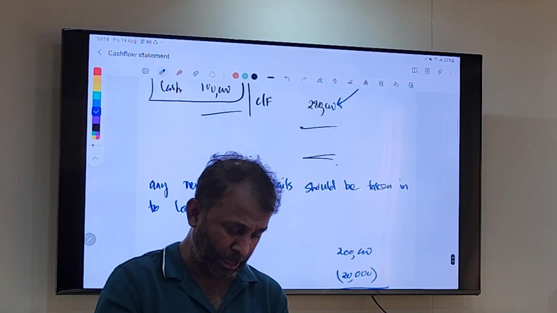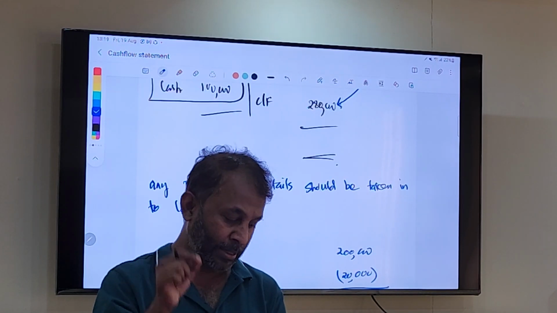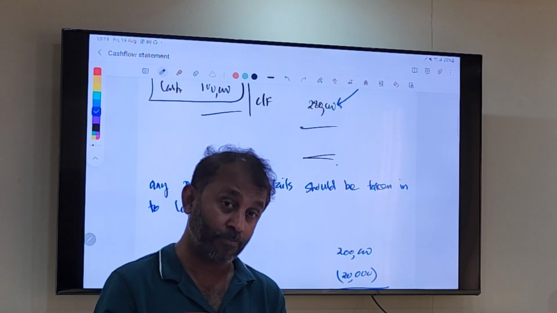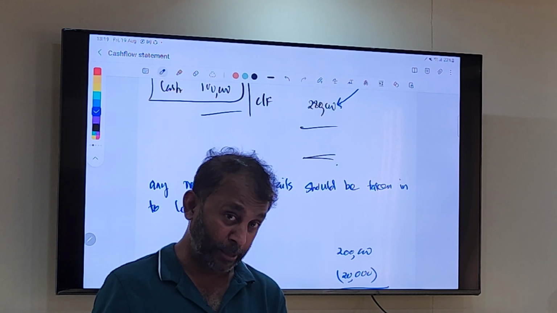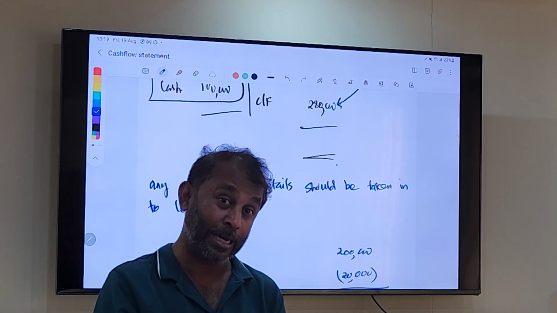One piece of information, please be careful with this: any revaluation details should be taken into consideration. Can we always say that it's cash? Whenever we write like this, can we always say that it's cash? Unless there is a revaluation.